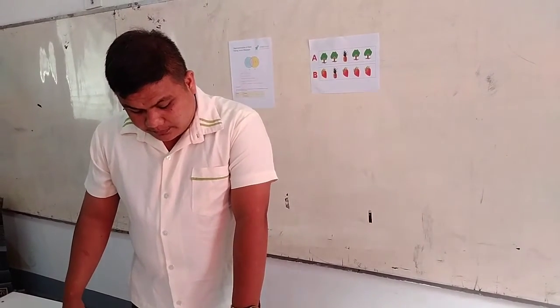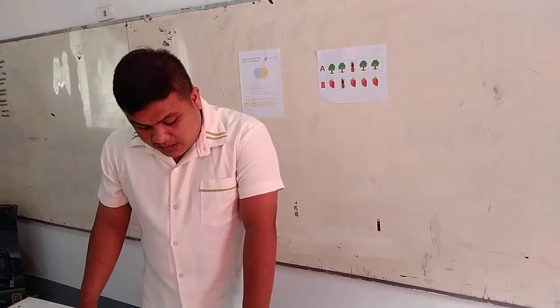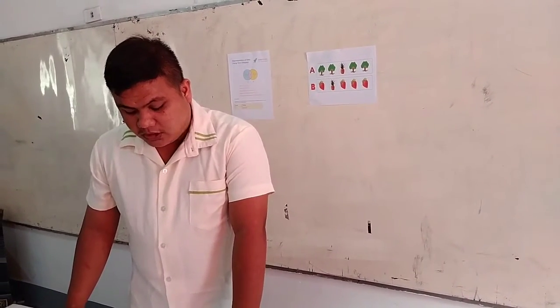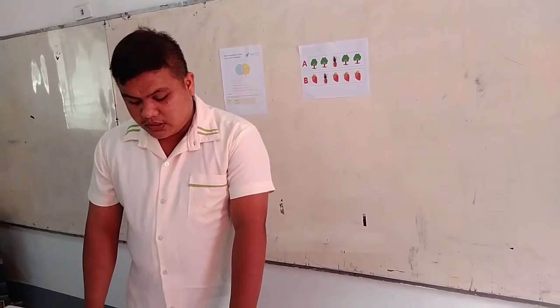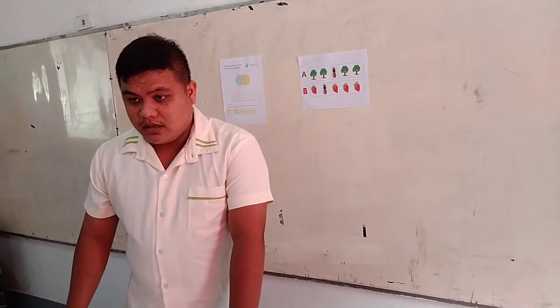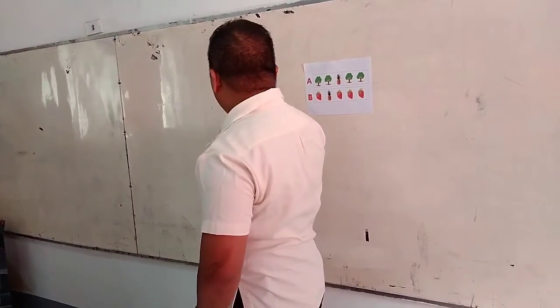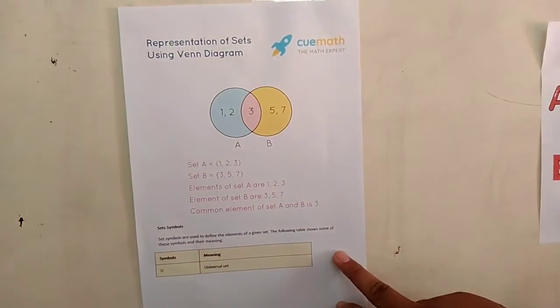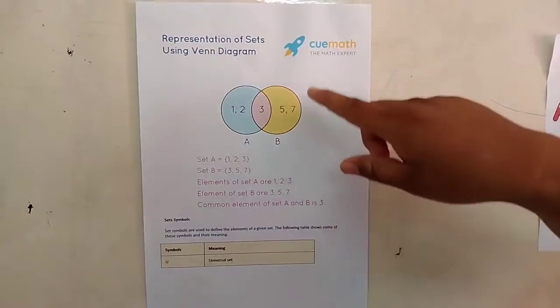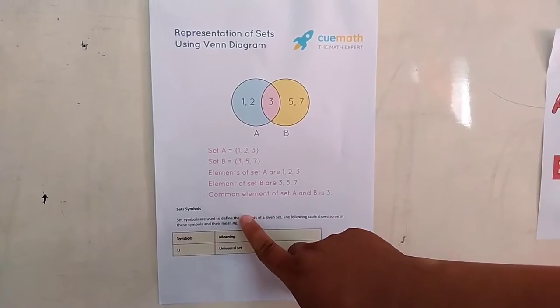In set theory, the elements of a set can be any kind of thing. It could be people, letters of the alphabet, numbers, shapes, variables, and so on. Very good. Now, I have here an example of sets, the representation of sets using a Venn diagram.